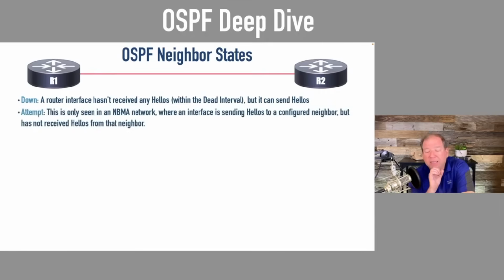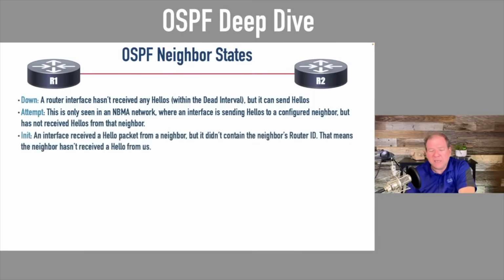Now, in the attempt state, please make a note of this one, you're only going to see this in an NBMA network, a non-broadcast multi-access network, where we have to specify the IP address of our neighbor. That's where we're sending hellos to that configured neighbor, but we've not received anything from that neighbor. It's about like down, except it's like the down state on an NBMA network. We can send hellos, we just haven't heard anything from our neighbor. So those are similar.